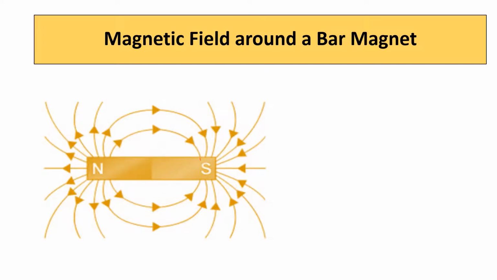These lines of force will never intersect and they are closed curves. If you can see more number of lines, it means the strength of the magnetic field is more. At the poles, you can see more number of field lines, which means at the poles, the strength of the magnetic field is greater. Note that these lines are closed curves.